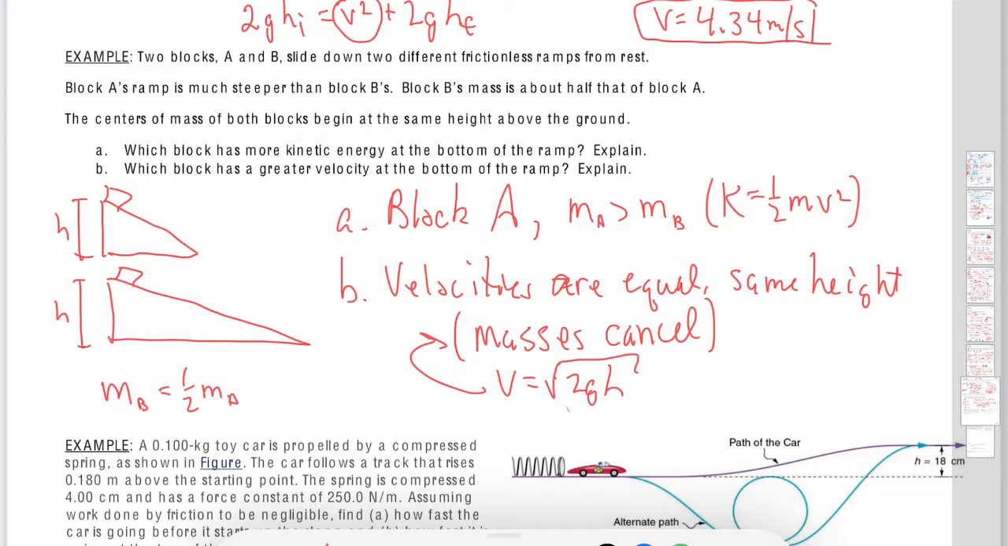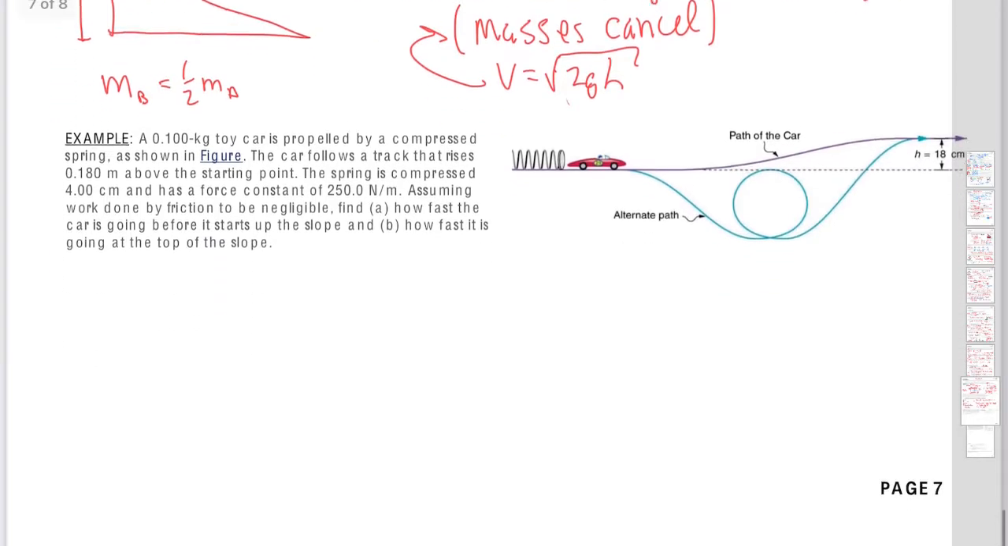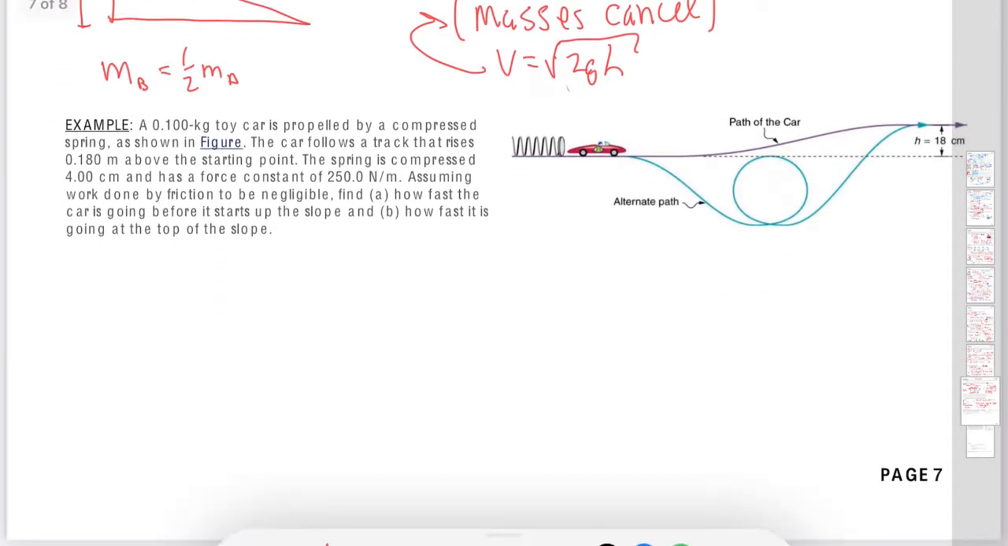All right, so the next question involves a spring, okay? And you've got to treat this as two parts, and the parts get separated right here, right? Because the final velocity from the first part will become the initial velocity of the second part. Okay, and so again, we start with our process.